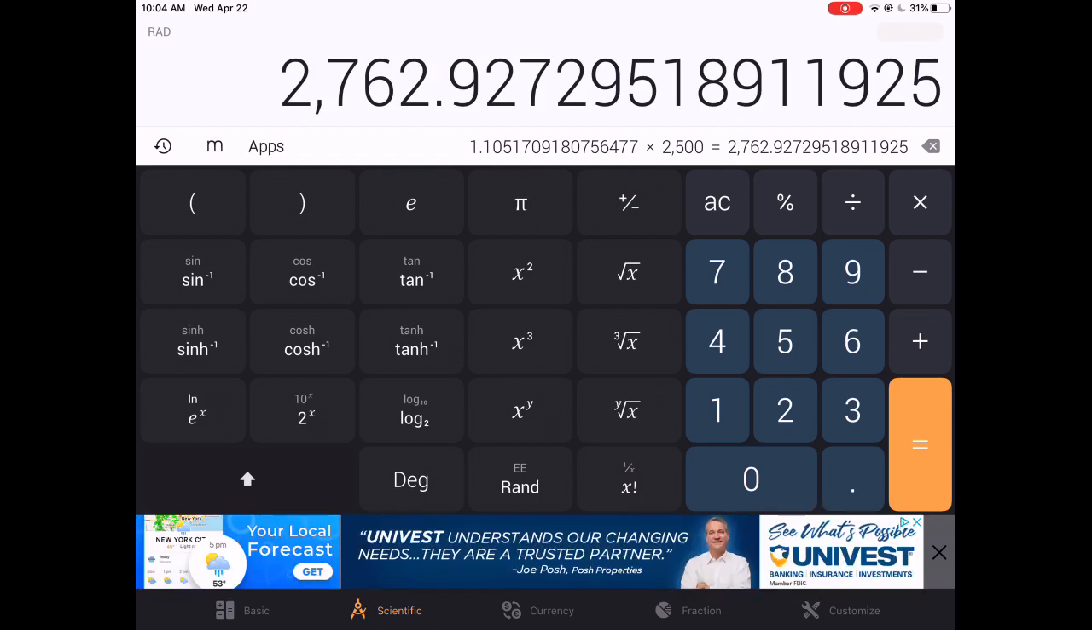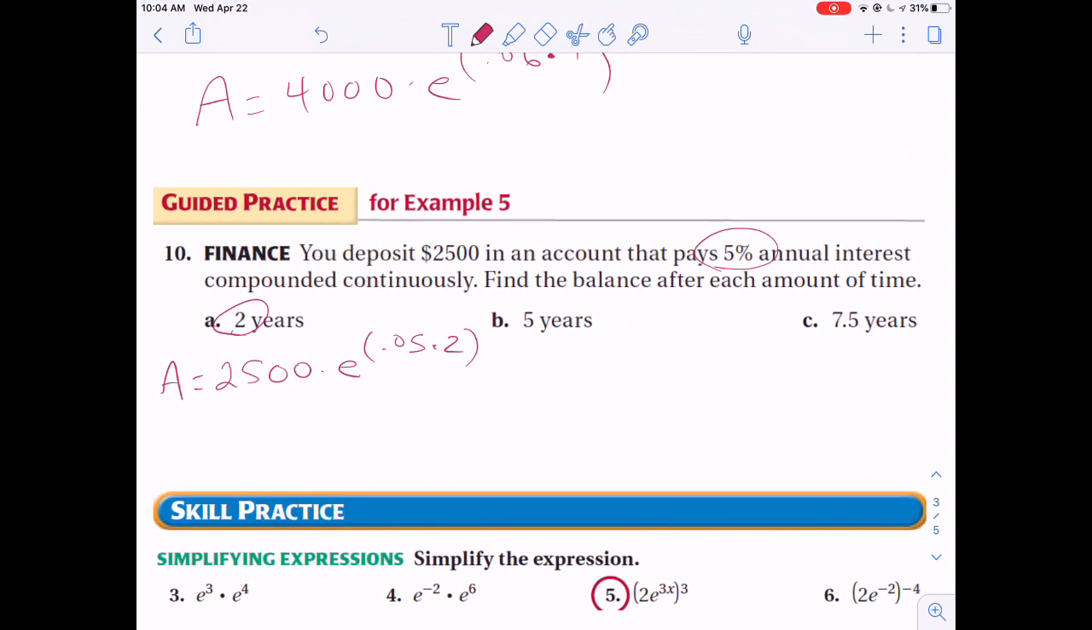Let's try the last one here, and you can do some for homework. So it's 5 years now. So again, I'll write it out for you. A equals the principal of $2,500 times e to the quantity, it's 5 years, so it's 0.05, the rate, times 5 years. There you go. So I'll work basically from right to left here when I put them in the calculator. So back to the calculator.